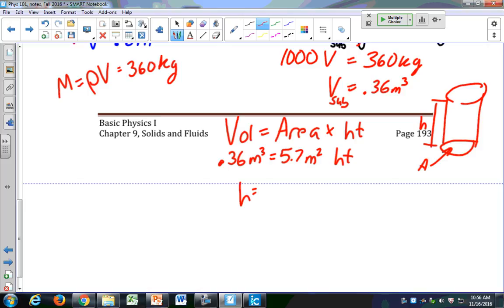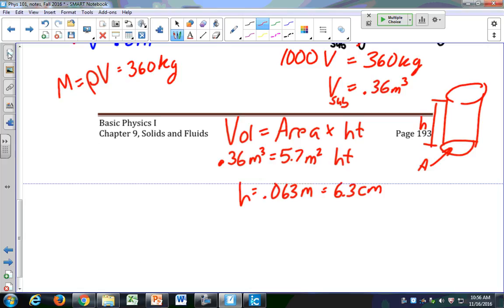And I get 0.063 meters. That's 6.3 centimeters. That's how much of it, about this much of our raft is submerged. A wooden raft, again, about a little more than half of it is submerged in the water. All right, let's try a similar question on your own.